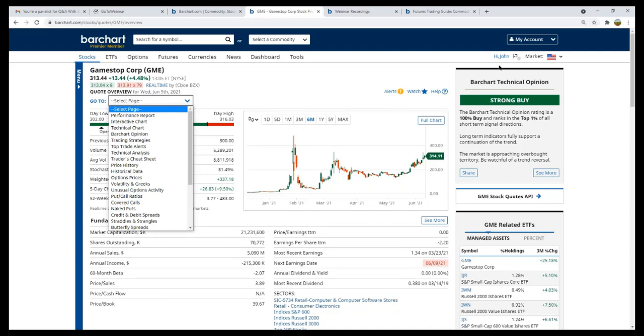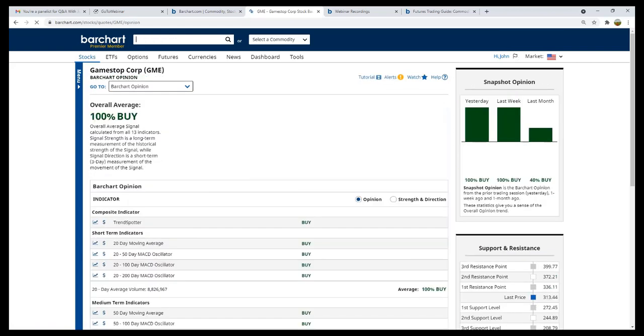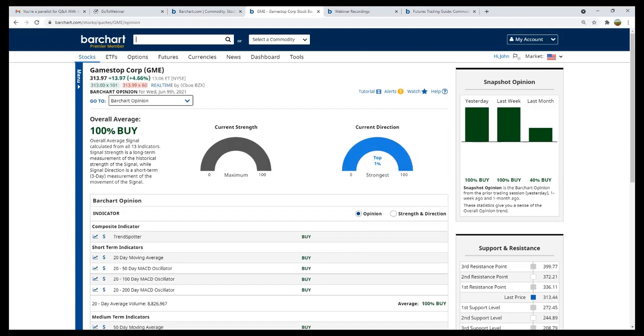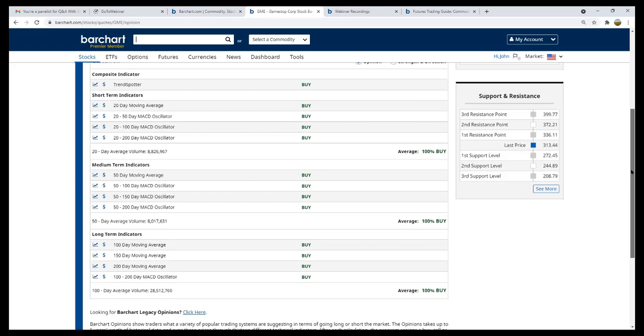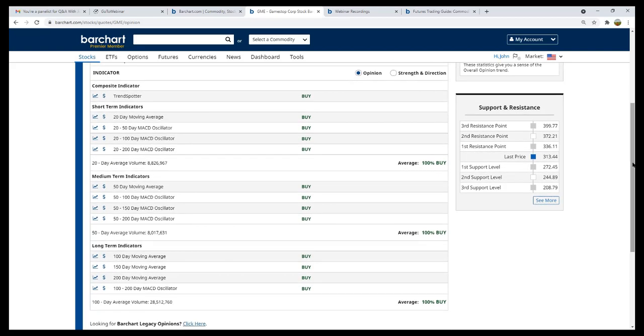Or right over here, and this could be a little hint for you guys, is Barchart's Technical Opinion. So we'll just go there. What the Barchart Technical Opinion is based upon is a culmination of these 13 technical indicators. And you can see most of them are moving averages or MACDs.